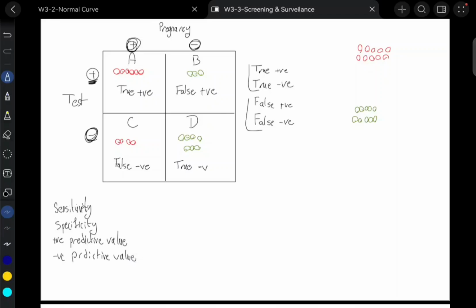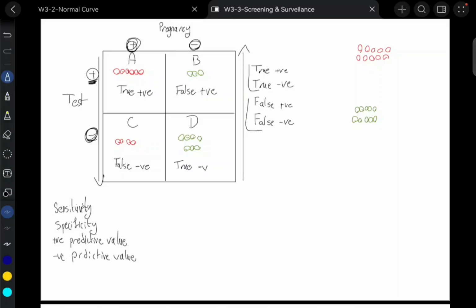An easy way that I remembered these terms was when it starts with an S, it's going to be vertical, while when it has a predictive value in it, it will be horizontal. So sensitivity will go down like this, while specificity will go up like that.